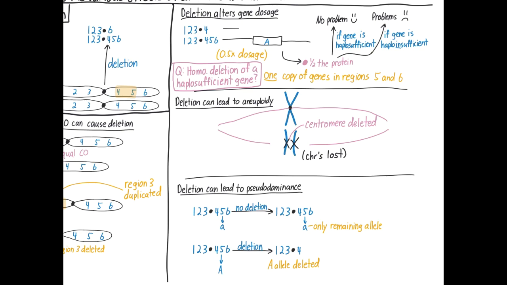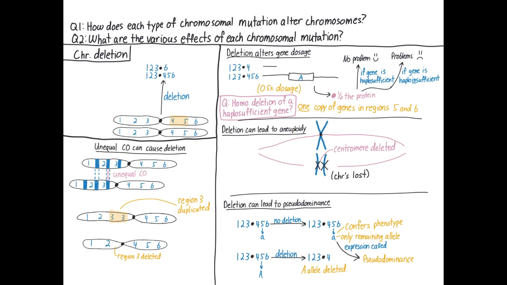Since it is no longer being masked by the dominant big A, the small a confers or expresses its phenotype, even though it's recessive. This expression of a recessive allele after the deletion of a dominant allele is called pseudodominance, and in this way can actually change the phenotype of an organism. So to sum up, deletion can alter gene dosage, lead to aneuploidy, and the expression of recessive alleles.